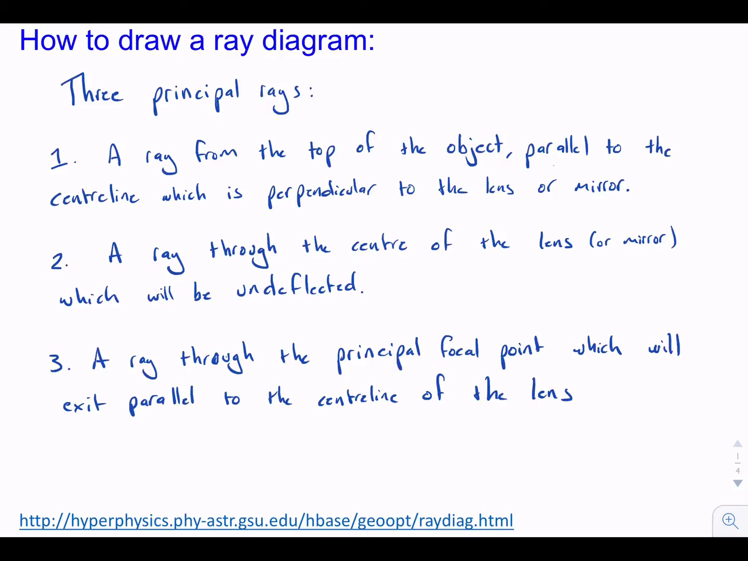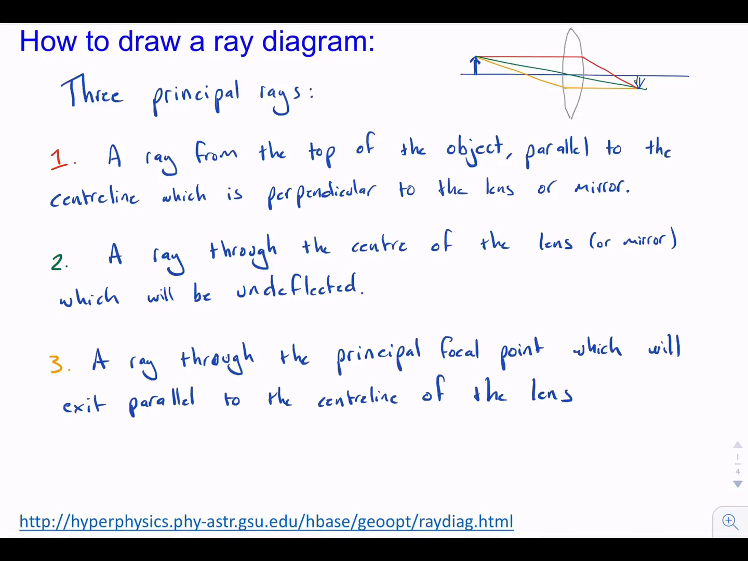I'm drawing the diagram with lenses rather than mirrors, because mirrors are much more simple. With mirrors, we know that the angle of incidence equals the angle of reflection, and we can work out everything from there. So if we have an object here and a lens, we can draw our three principal rays. The first one, the second one, which is undeflected, and the third one, which is similar to the first, except it goes through the focus and then parallel. Where these rays meet, on the other side of the lens, will be the image.